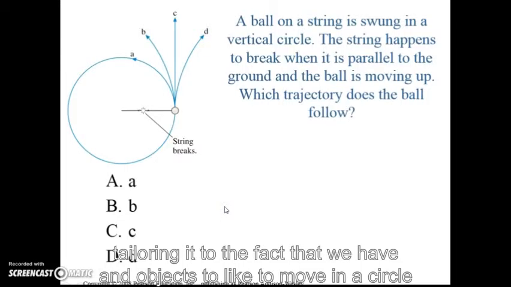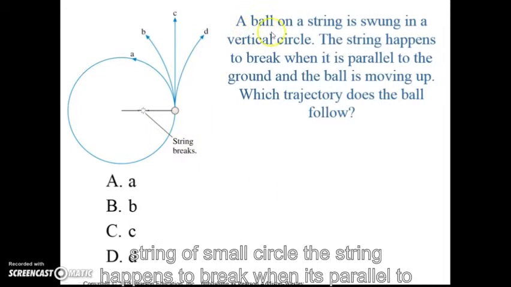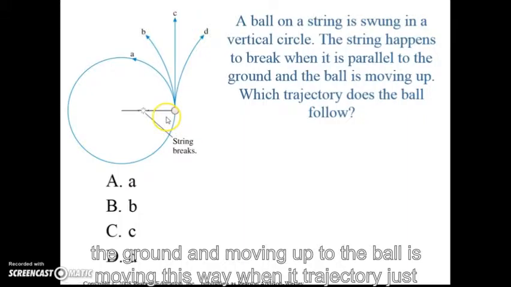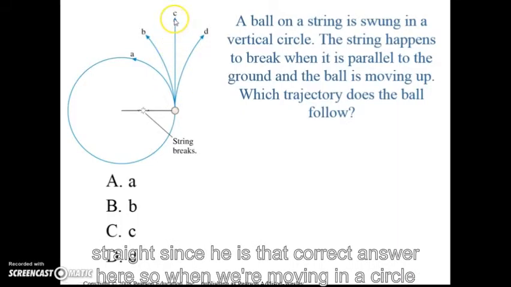And objects don't like to move in a circle. They will go in a straight line if they can. So here's a question. A ball on a string is swung in a vertical circle. The string happens to break when it's parallel to the ground and moving up. So the ball is moving this way. What trajectory does the ball follow? The only thing keeping it moving in a circle is the string, and so it will go straight. So C is the correct answer here.